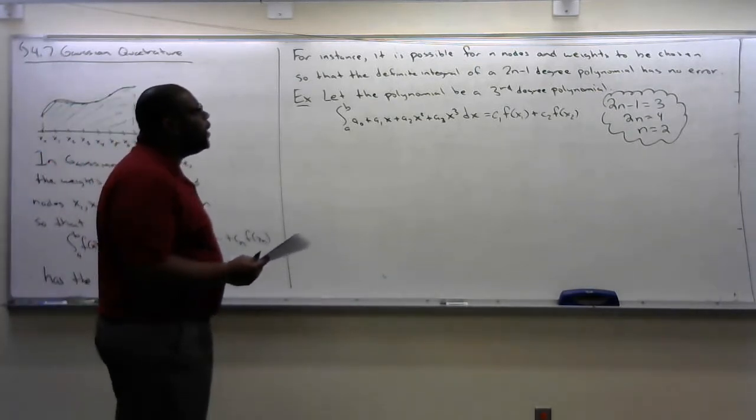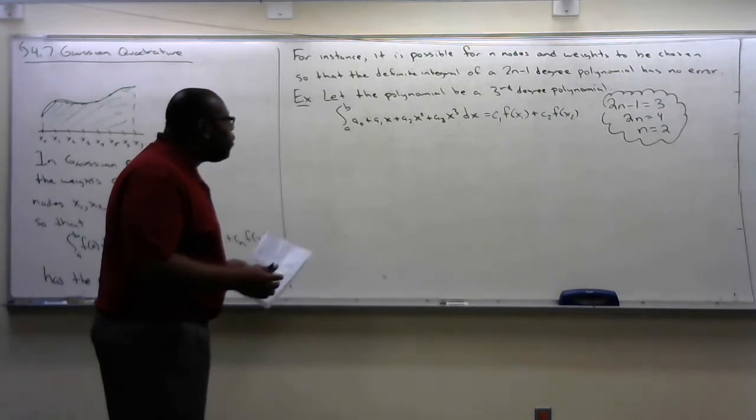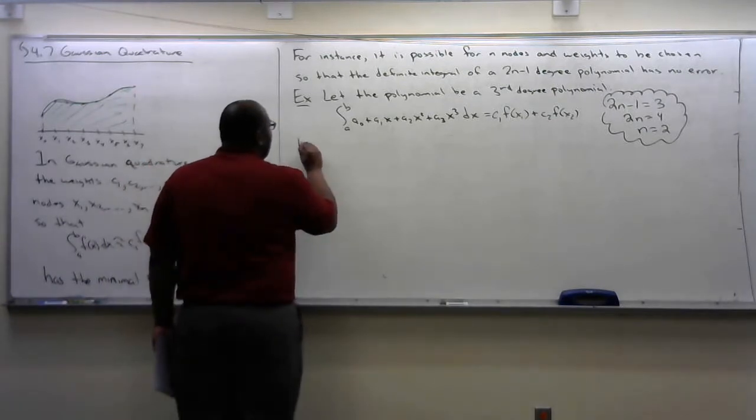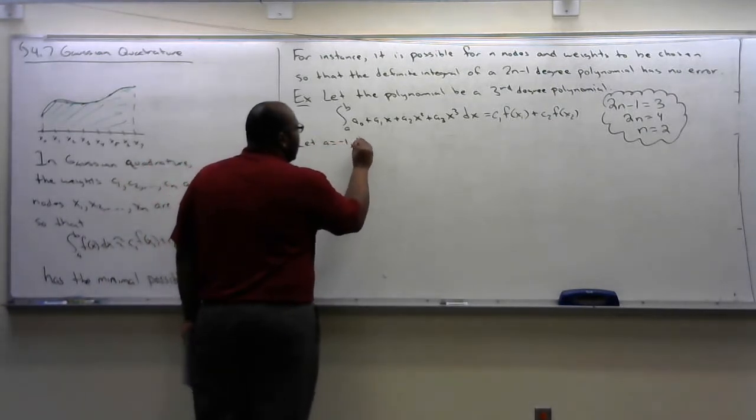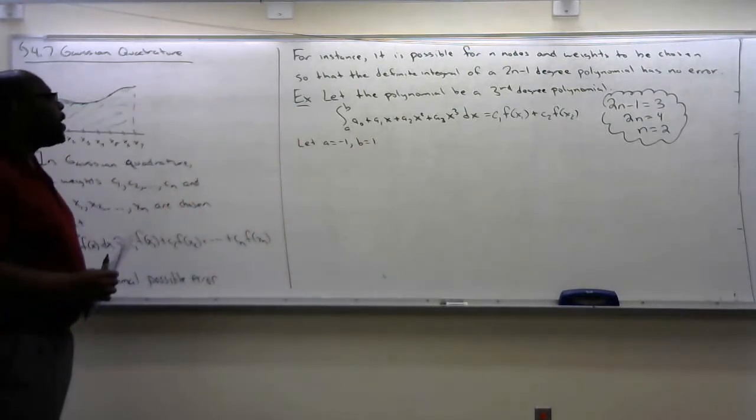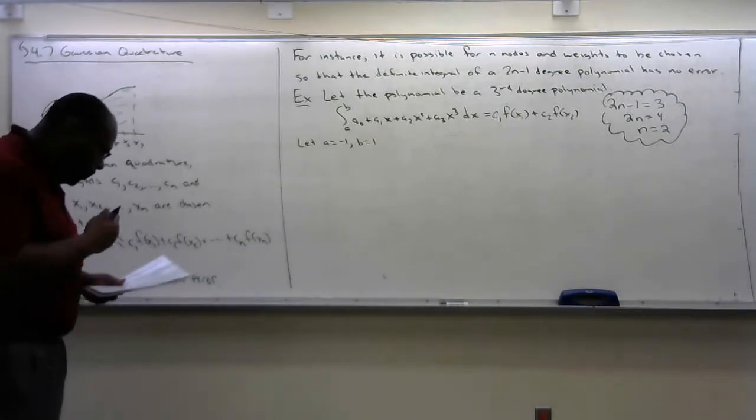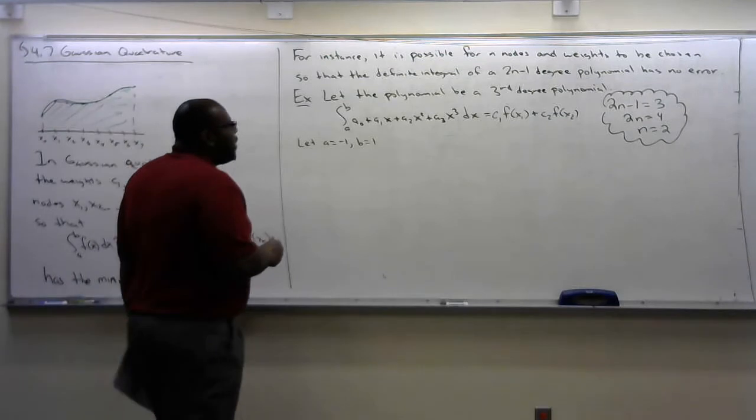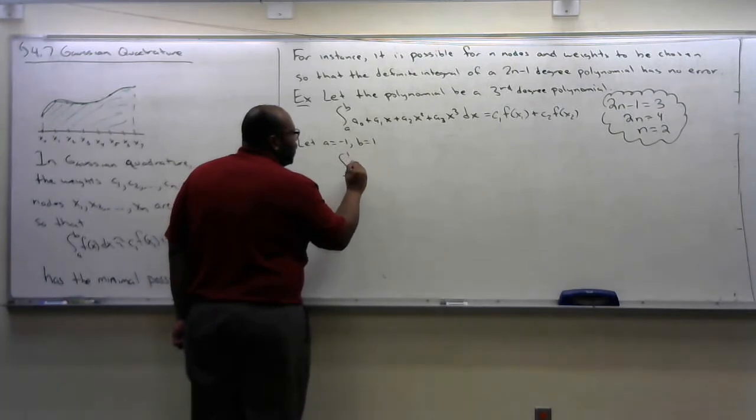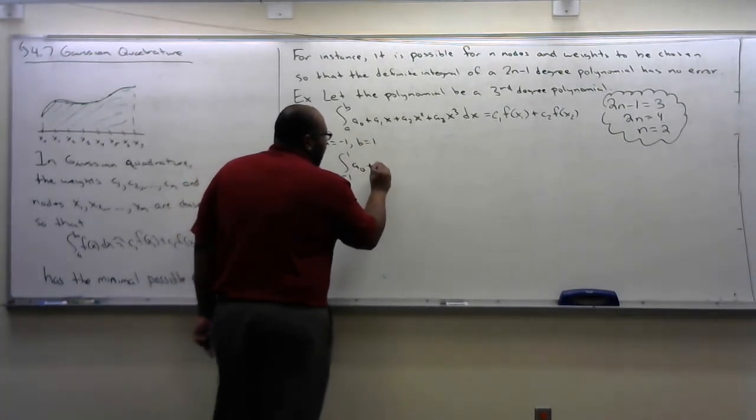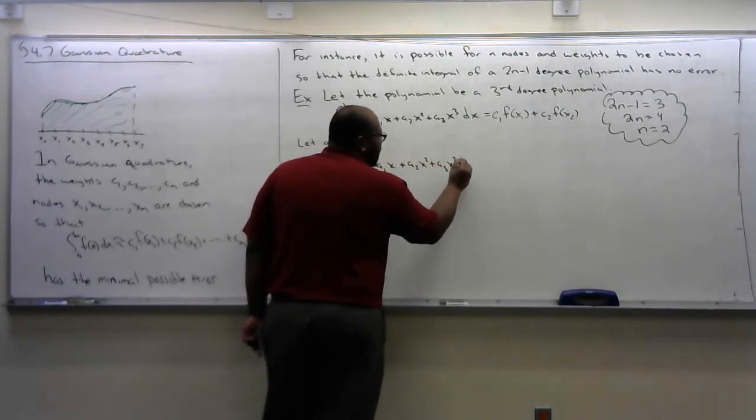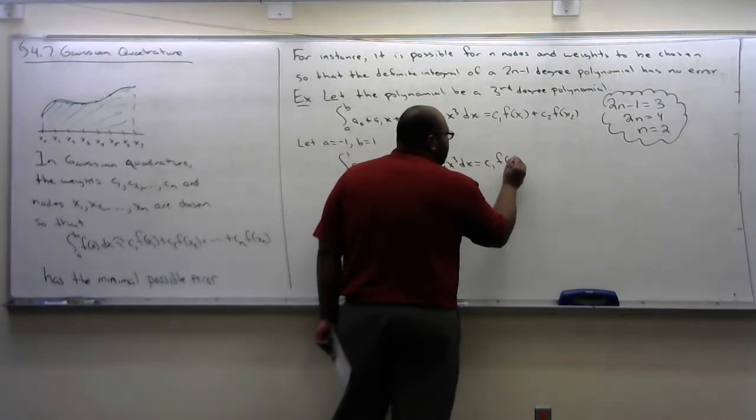Well, to make life a little bit easier for us, although we don't have to do this, let's say we're integrating from -1 to 1. So let A equal -1, B equal 1. It doesn't really matter what A and B are, but it'll make it a little easier to see what's going on. So this is the integral from -1 to 1 of A0 plus A1x plus A2x squared plus A3x cubed dx, and it has to be equal to this.